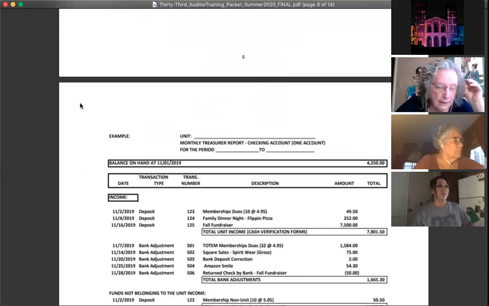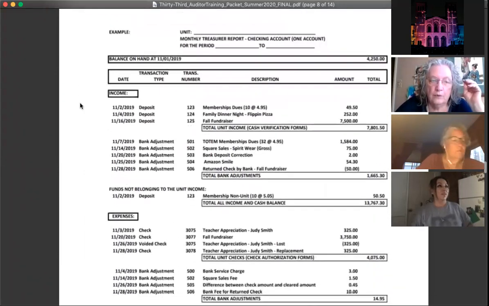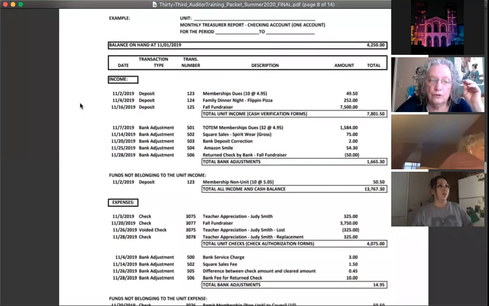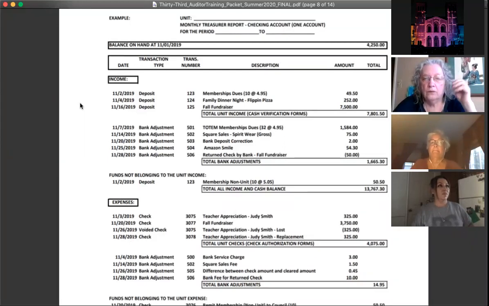Okay, so we're going down now. This is an example of a monthly treasury report. This is what you should be getting from the treasurer, and it shows the beginning balance. This one is a month, November, and the beginning balance is $4,250, and that should be the same as the ending balance on the treasury report as of October 31st. So you want to make sure, just like the audit, that ending and beginning balances are equal.